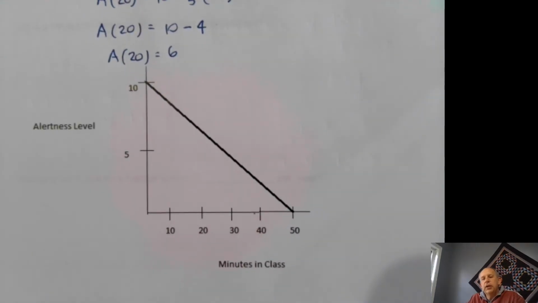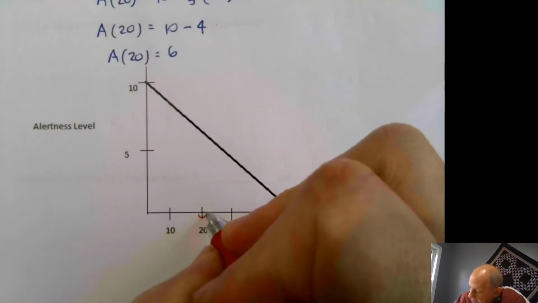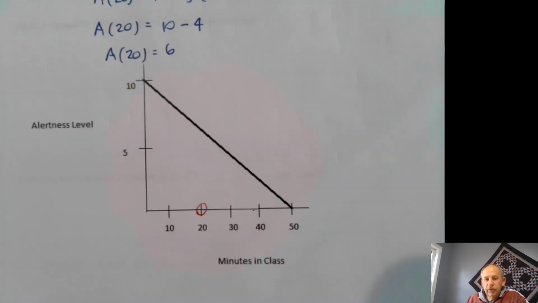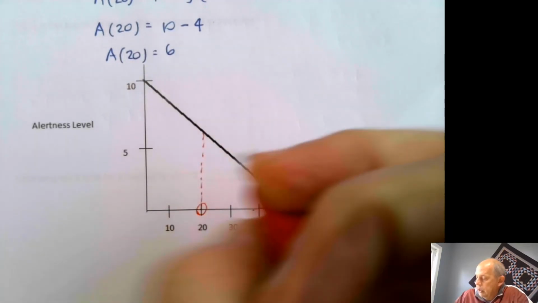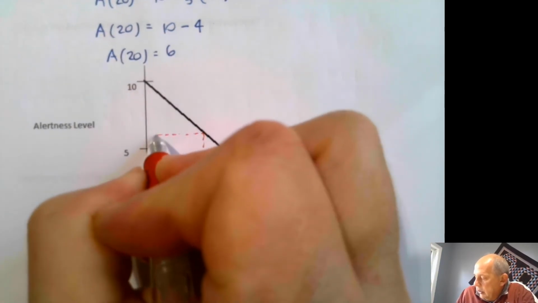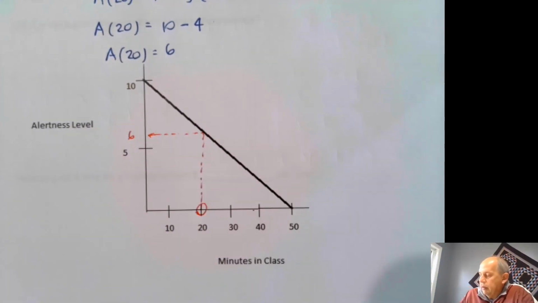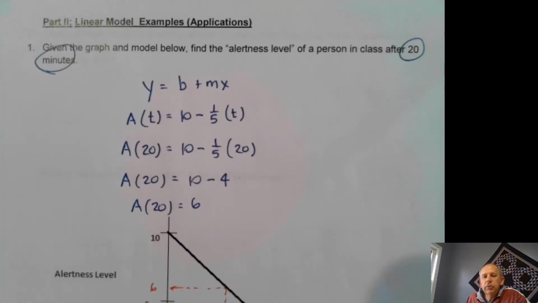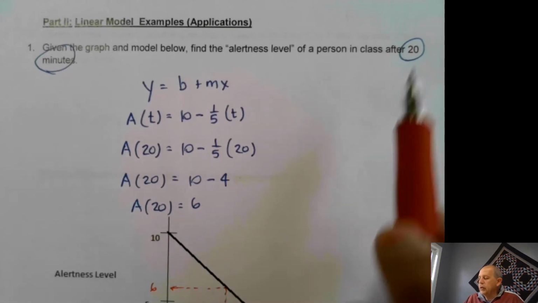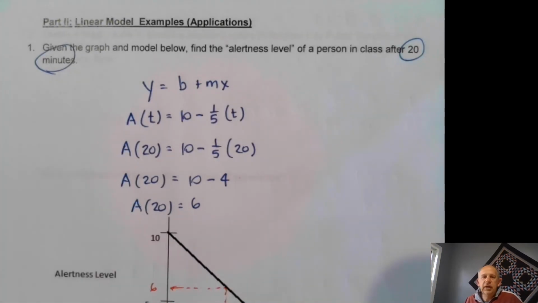So algebraically, we could have also come down here and taken a look at the alertness level via the graph at 20 minutes. Come up, hit the line, shoot over, and I would have gotten an alertness level of 6 as well. So there was my model, there was my predictor, there is the 20 going into this model to predict the alertness level of the student in class.